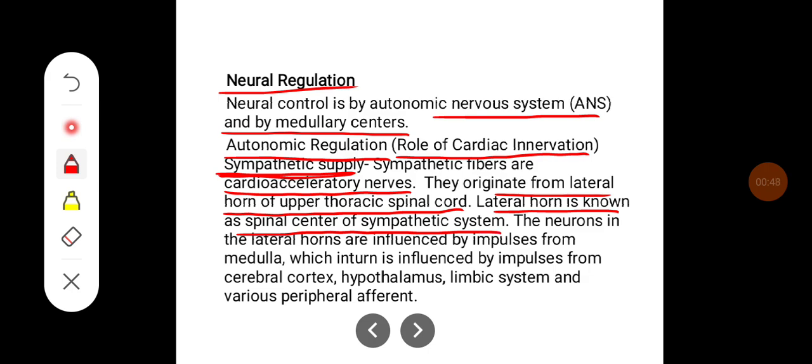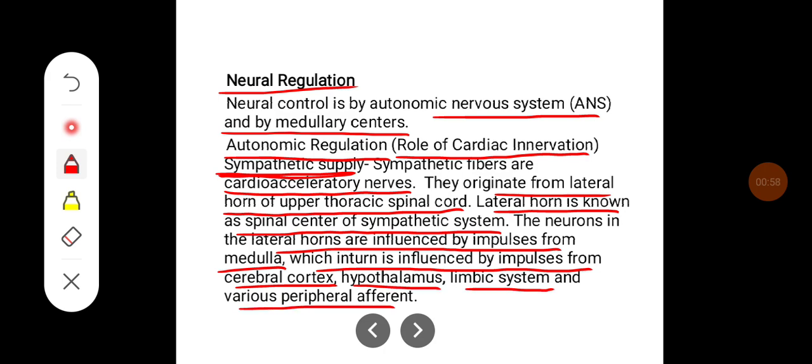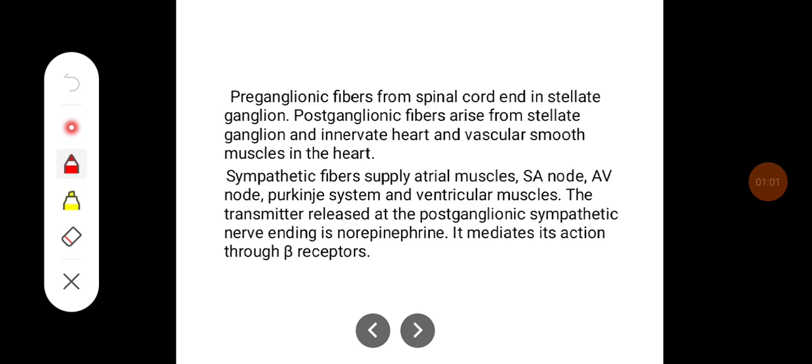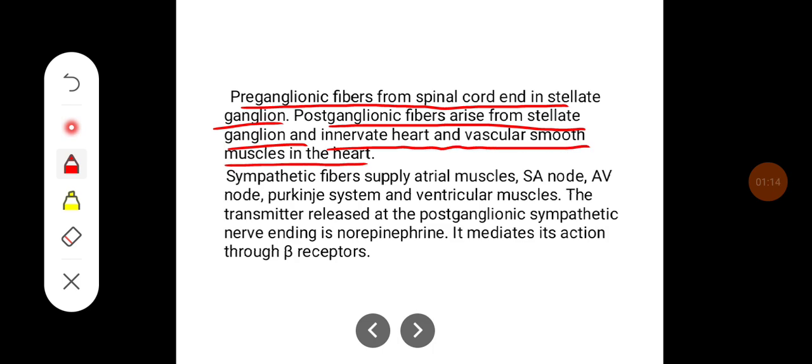The neurons in the lateral horns are influenced by impulses from medulla, which in turn is influenced by impulses from cerebral cortex, hypothalamus, limbic system, and various peripheral afferents. The preganglionic fibers from spinal cord end in stellate ganglion. Postganglionic fibers arise from stellate ganglion and innervate heart and vascular smooth muscles in the heart. Sympathetic fibers supply atrial muscles, SA node, AV node, Purkinje system, and ventricular muscles.